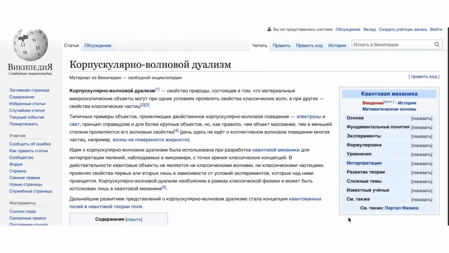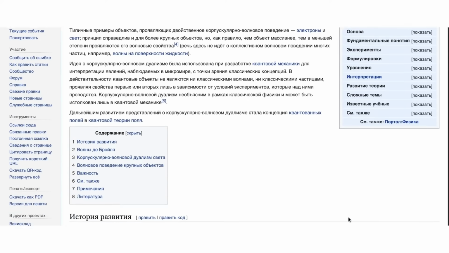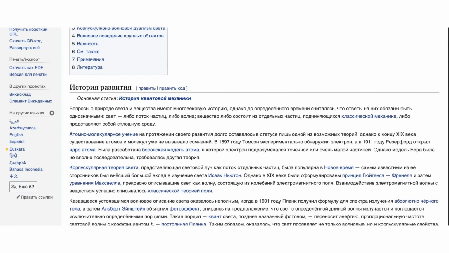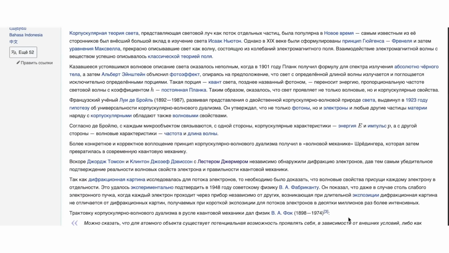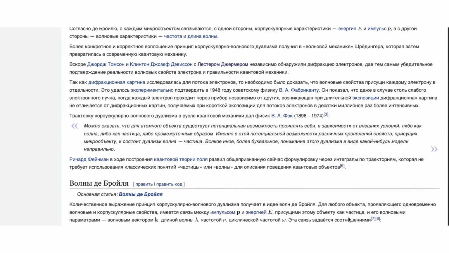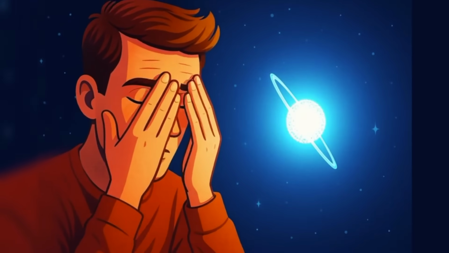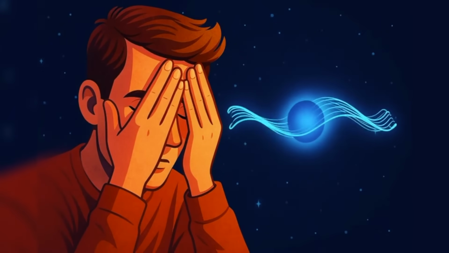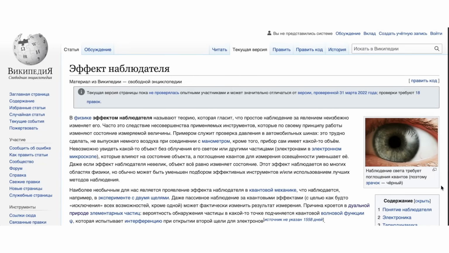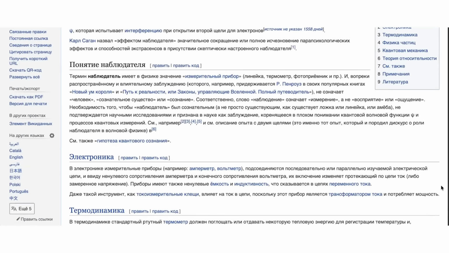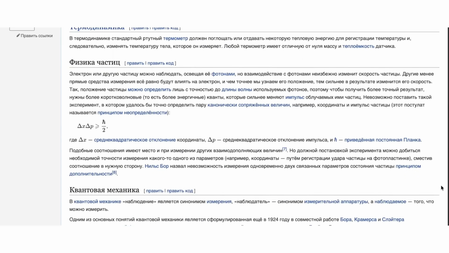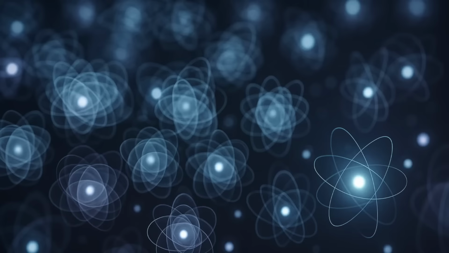This kind of behavior demonstrates the principle of wave-particle duality. It's a property of nature where the same tiny objects can display the characteristics of classical waves under some circumstances, and those of classical particles under others. This phenomenon is commonly called the observer effect. The very act of measurement already affects the result. 100 years after the birth of quantum mechanics, we still can't fully answer the question of why this happens.